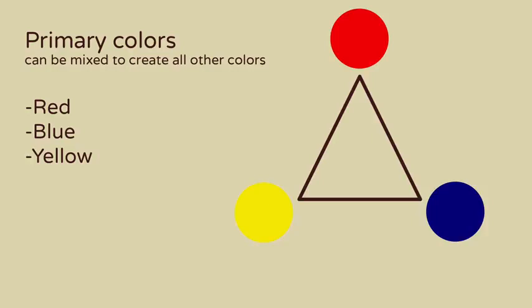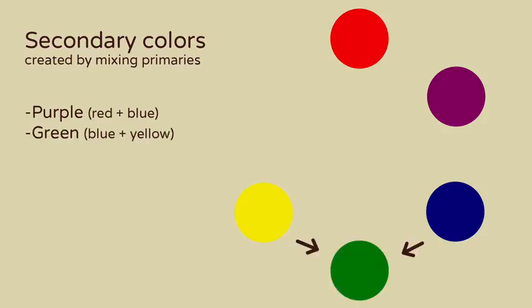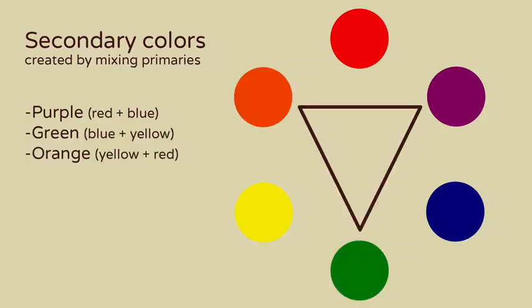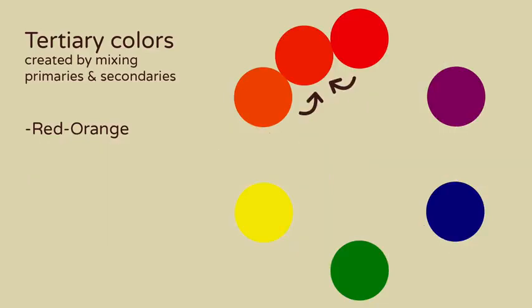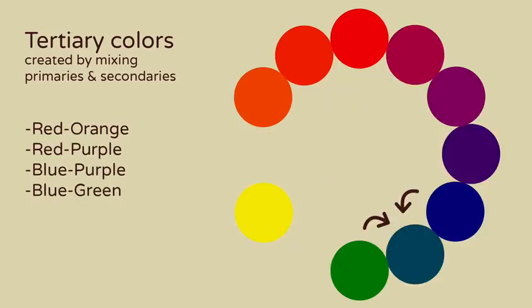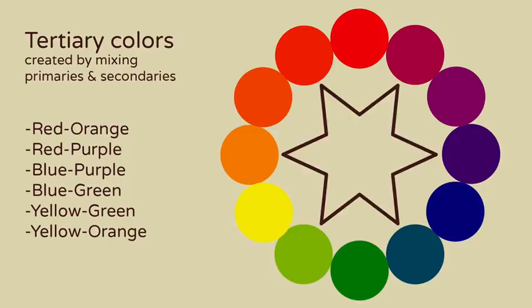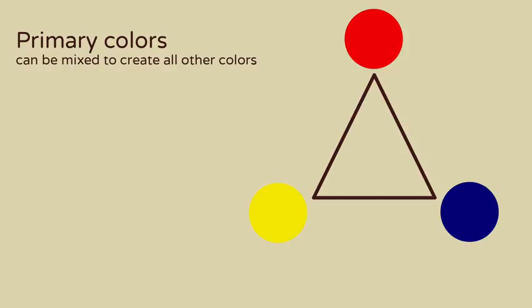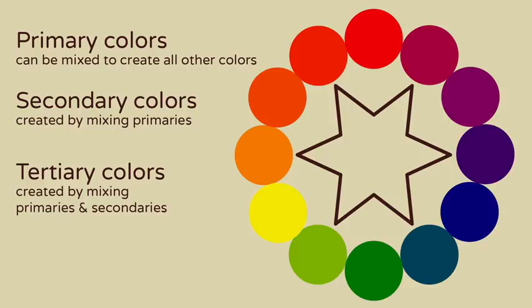Note that mixing all three together will make a muddy brown. The secondary colors, purple, green, and orange, are created by mixing primary colors. Red and blue makes purple, blue and yellow makes green, and yellow and red makes orange. Tertiary colors are created by mixing a primary color with a secondary color. These are red-orange, red-purple, blue-purple, blue-green, yellow-green, and yellow-orange. And now we have our basic color wheel. So to recap, you start with primaries, mix those to create secondaries, then mix one of each to create tertiaries.